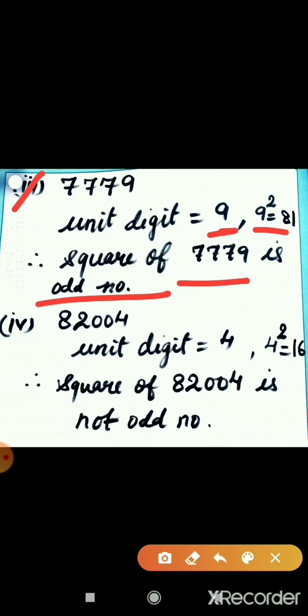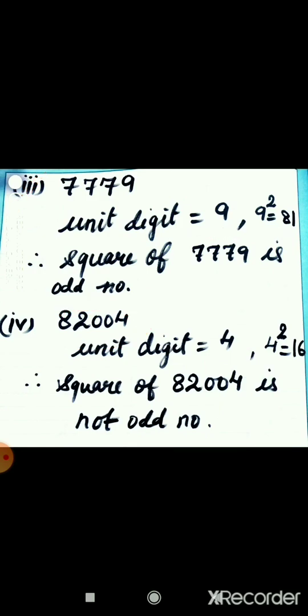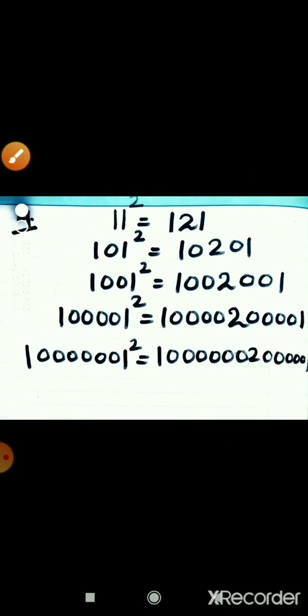Fourth part, 82004. Unit digit of 82004 is equal to 4. Square of 4 is equal to 16. Therefore, square of 82004 is not an odd number. By this, we had done question number 3. Now let's come to the question number 4.